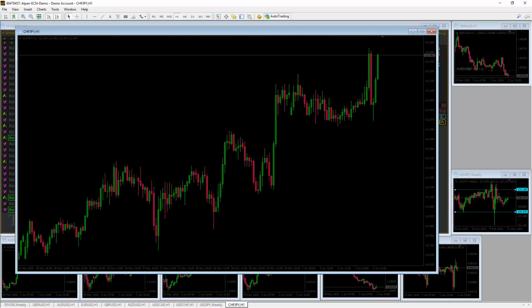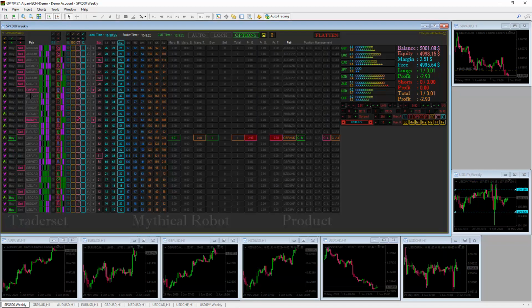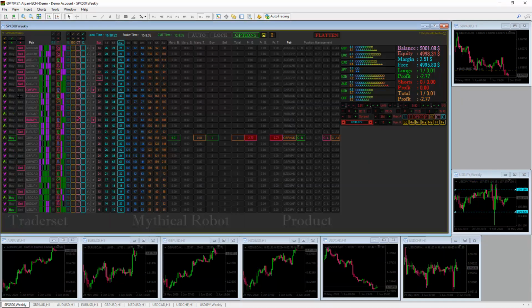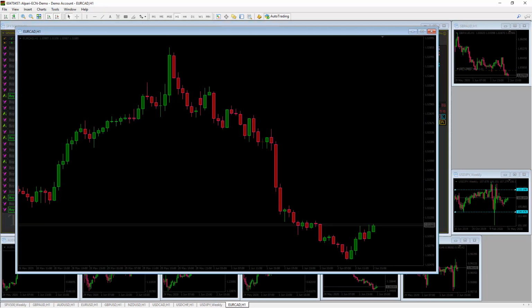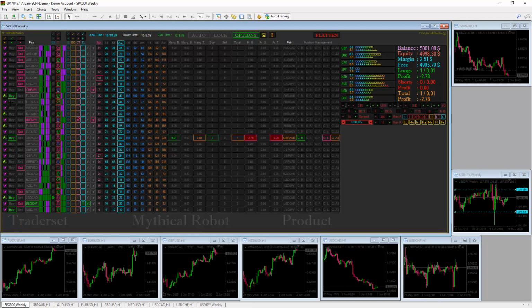CHF JPY. Okay, this is a bit troublesome. Sideways market. I may turn it off, or I may decide later. So keep it off. This is the double one, so go on. Buy. Clearly go buy.